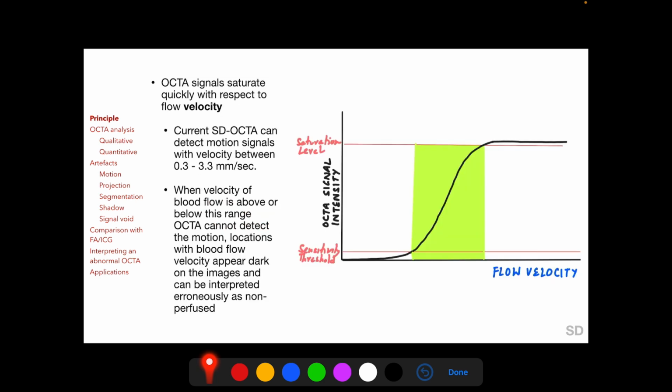It has been seen that OCTA signal intensity saturates quickly with respect to the flow velocity. Current SD OCTA machines can detect motion signals with velocity between 0.3 millimeters per second and 3.3 millimeters per second. When the velocity of blood flow is above or below this range, OCTA cannot detect the motion, and locations with blood flow velocity in these ranges appear dark on the OCTA images and can be interpreted erroneously as being non-perfused.